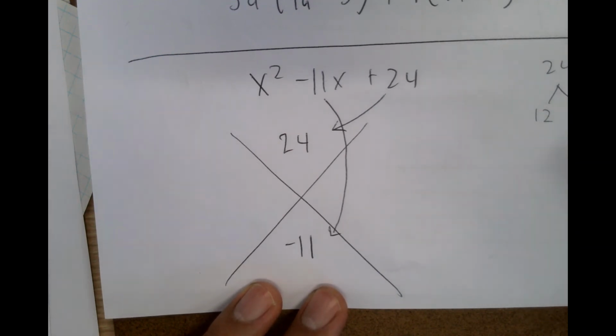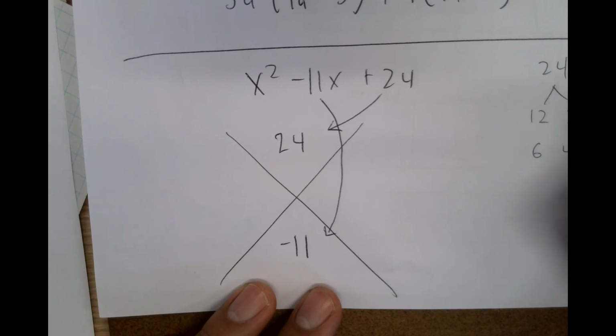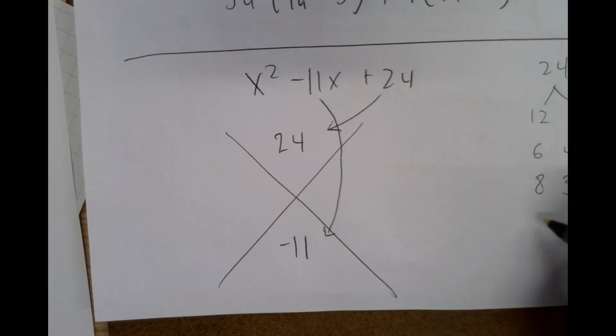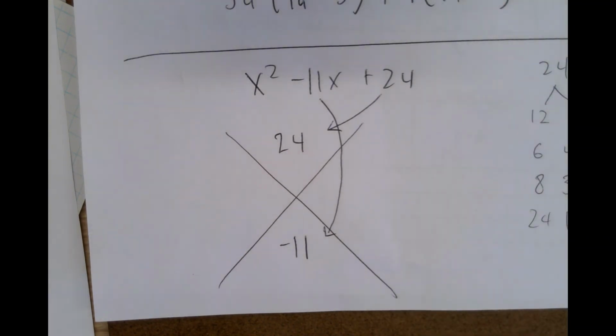You can break it down into 6 times 4, 8 times 3, and 24 and 1. And I believe that's all of the factors there. So you want to think about which of these numbers, when multiplied, equal the top number, but when added together also equal the bottom number.